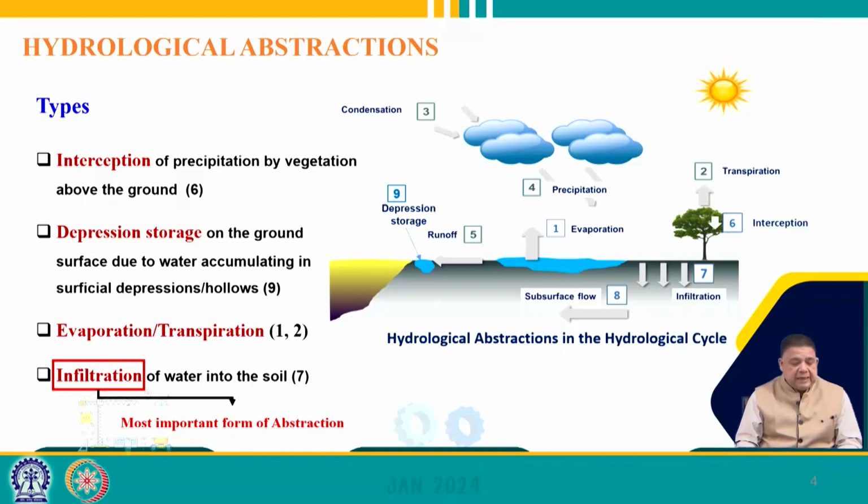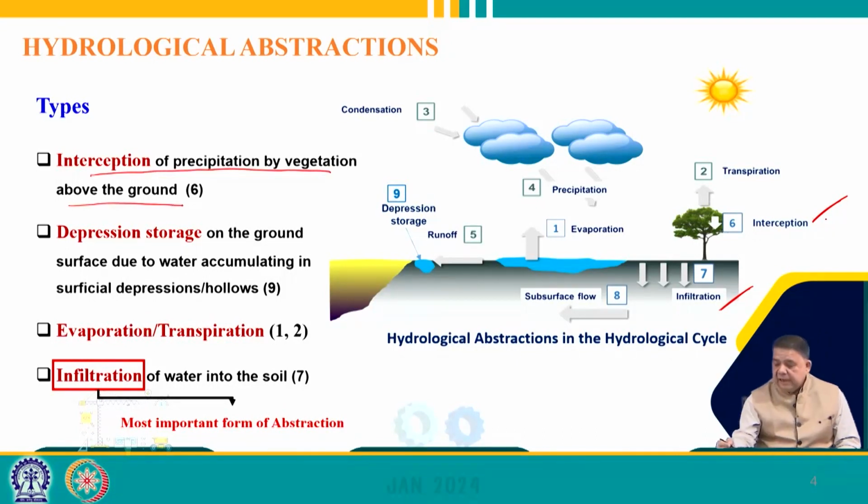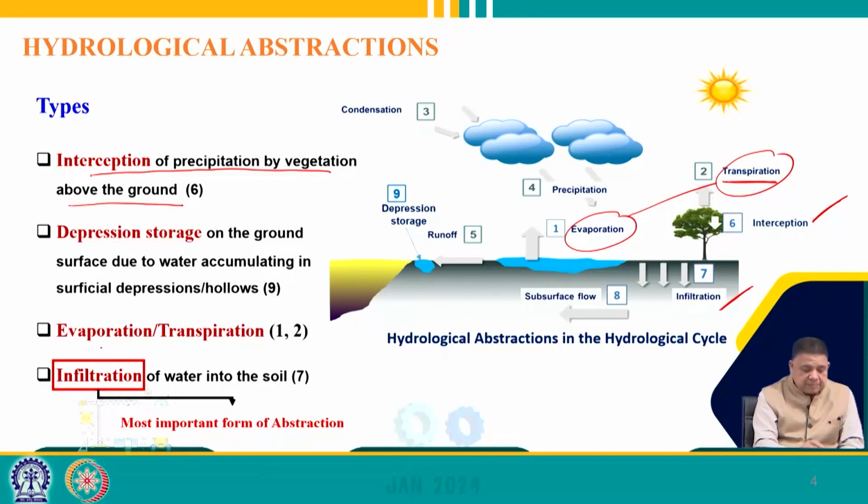Abstraction could be of different types, as we just talked about. This is again a picture of hydrological abstraction in the hydrological cycle. We just talked about interception and infiltration. Interception of precipitation by vegetation above the ground is an abstraction, and of course, water gets transpired. That is a loss from the system perspective. Evaporation occurs from the water body. Evaporation and transpiration, which combined together we know as evapotranspiration, is also an abstraction.